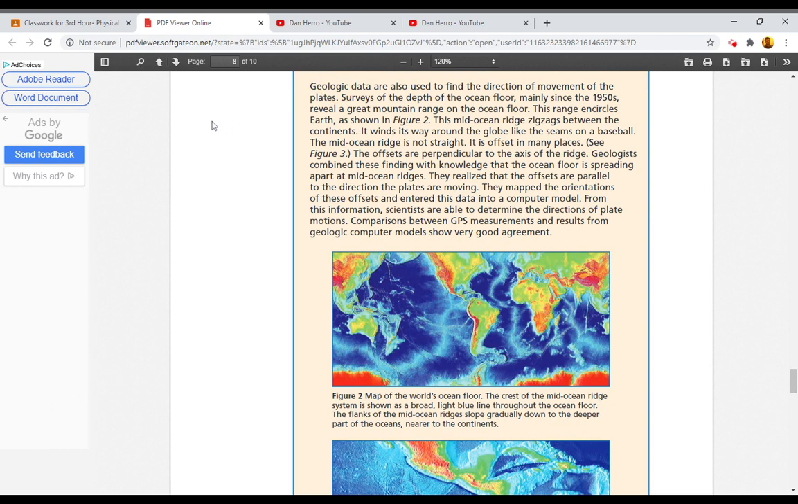Geologic data are also used to find the direction of movement of the plates. Surveys of the depth of the ocean floor, mainly since the 1950s, reveal a great mountain range on the ocean floor. This range encircles Earth, as shown in Figure 2. This mid-ocean ridge zigzags between the continents. It winds its way around the globe like the seams on a baseball. The mid-ocean ridge is not straight. It is offset in many places. See Figure 3. Let me zoom out a little bit.